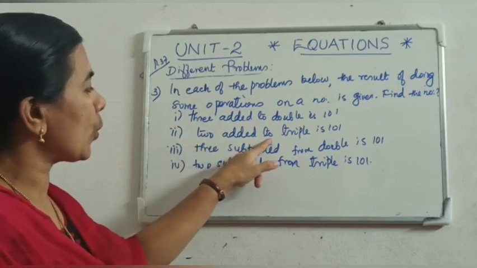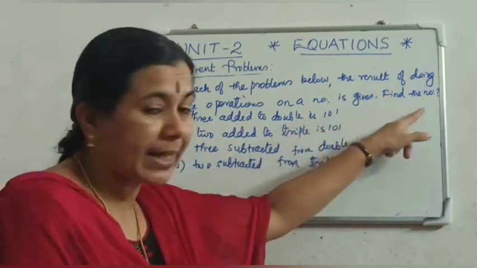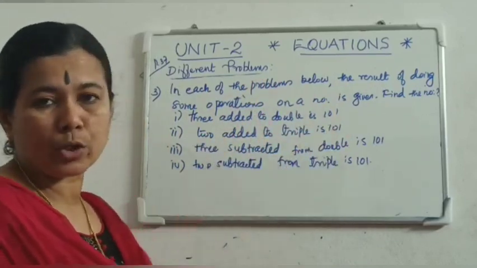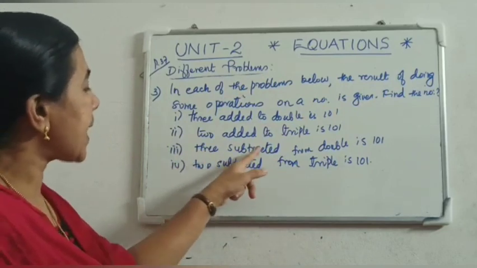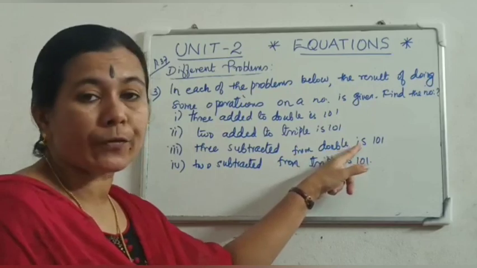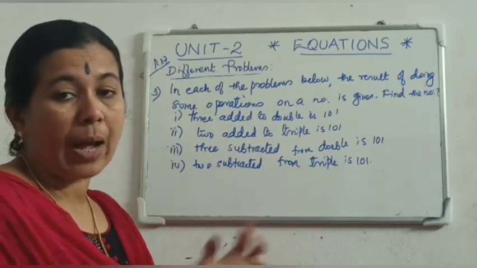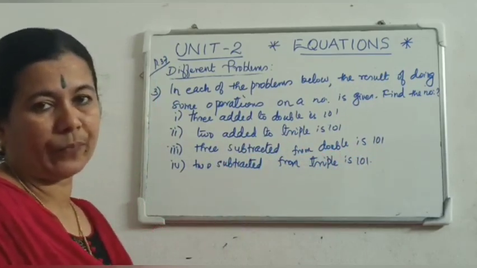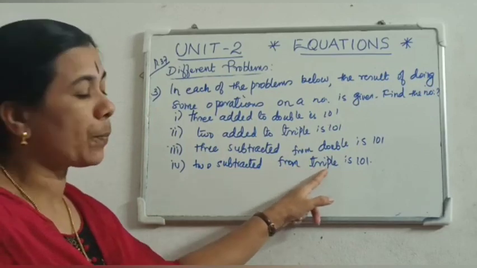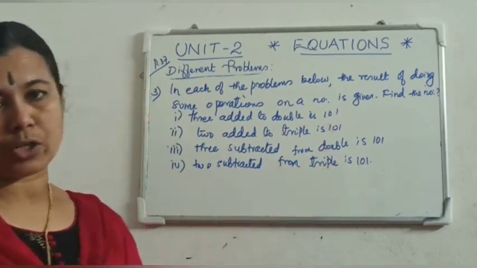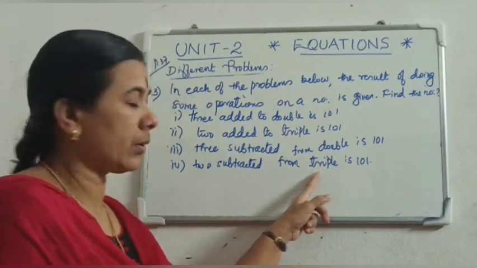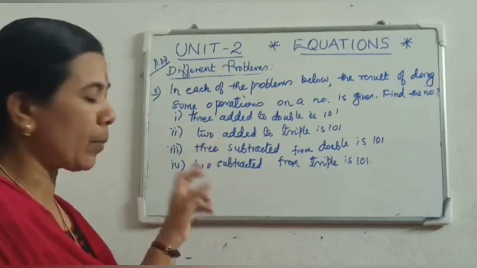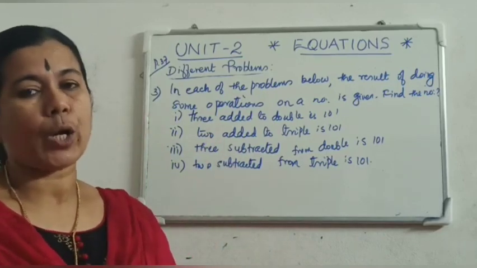Second, 2 added to triple. Triple means triple of the number. Number is x. Triple of the number, 2 added gives 101. Third one, 3 subtracted from double of the number is 101. From the double of the number, 3 subtracted gives 101. Fourth one, 2 subtracted from triple of the number is 101. From the triple of the number, 2 subtracted gives 101. Find the number. In all the 4 problems, you want to find the number. So easy problems are there.